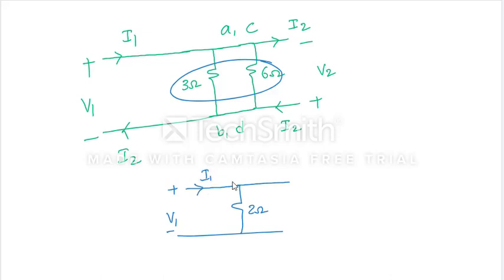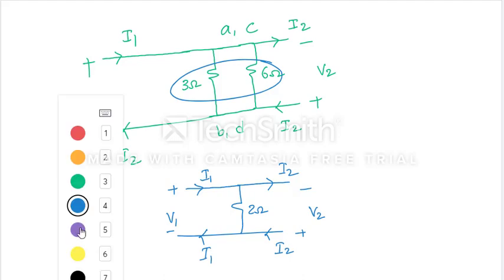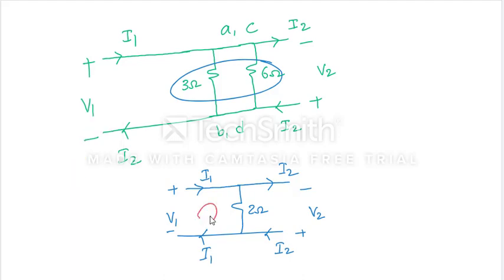This is V1 and this is I1. This is minus, this is plus. This is I2, this is I2, this is I1. Now I can apply KVL in this loop and in this loop. Here in this branch the downward current is I1 and the upward current is I2, so the net current is I1 minus I2 in this loop.